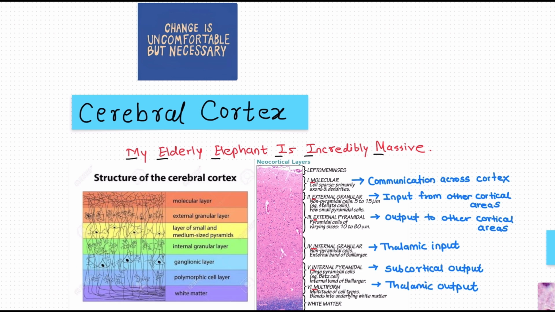So in this chapter we are going to learn about cerebral cortex, spinal cord, cerebellum, and we are focusing mostly on the layers of these structures and also the histology diagram.